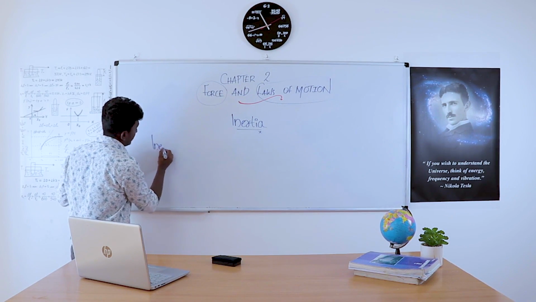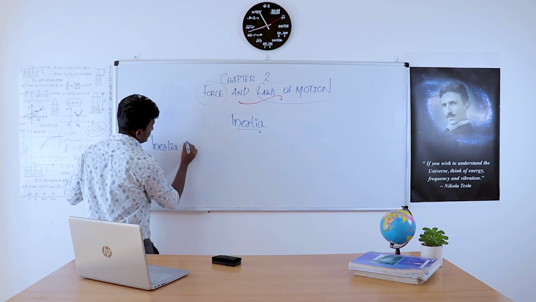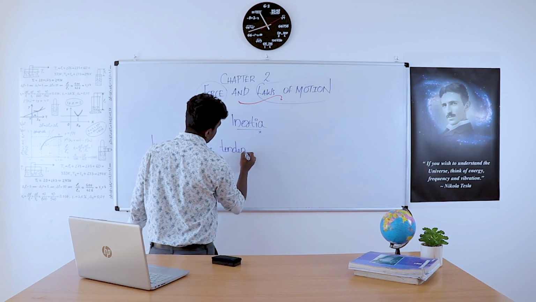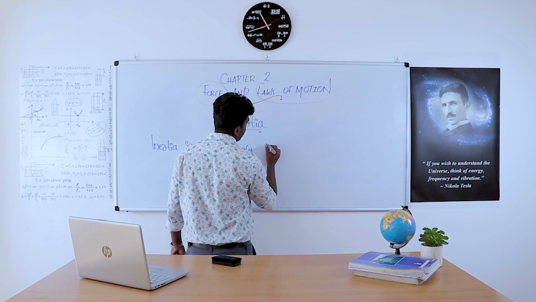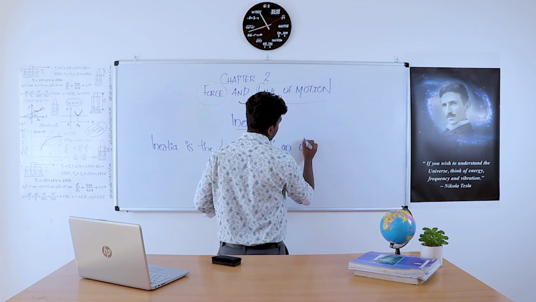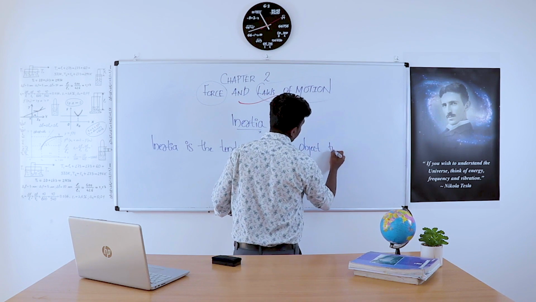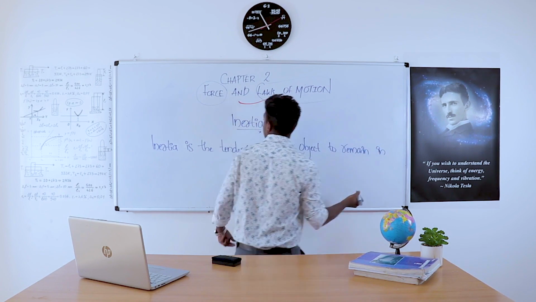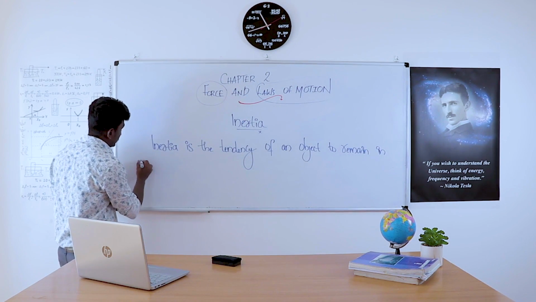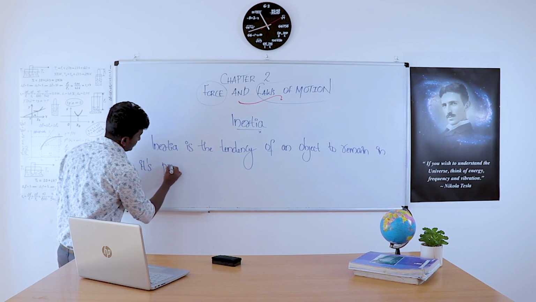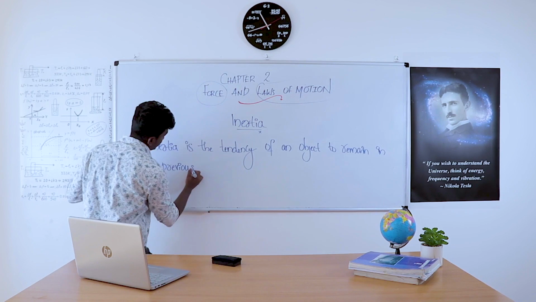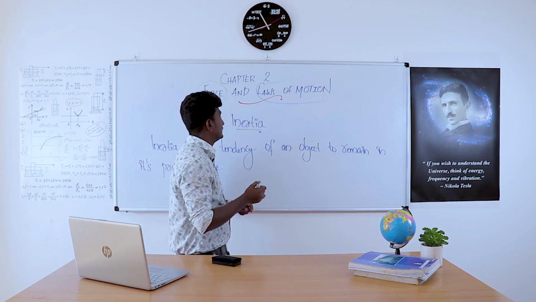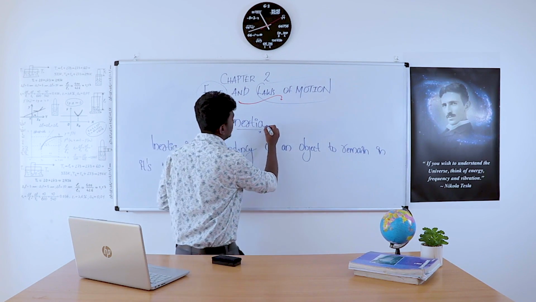Now we can define inertia. Inertia is the tendency of an object to remain in its previous state. That's what is called inertia.